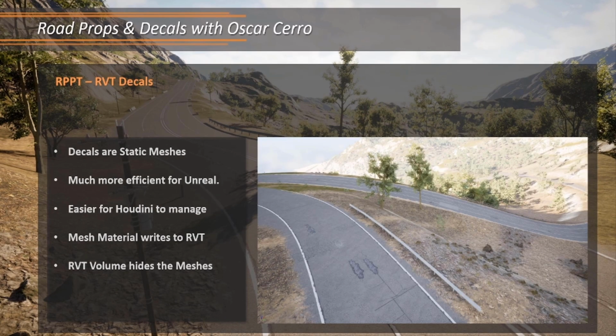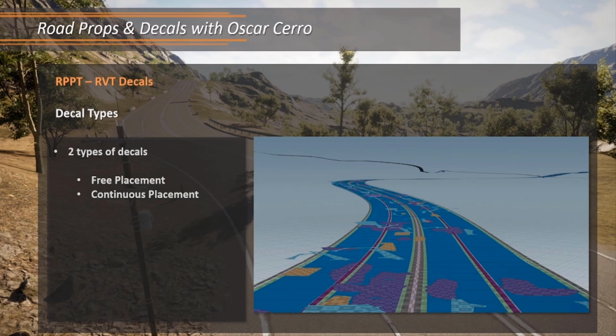Alright, now let's talk about spawning decals. We call them decals, but in reality, these are static meshes. These are much more efficient for Unreal to instantiate and easier for Houdini to manage. Also, because the mesh material writes directly to the runtime virtual texture, and the RVT volume hides all these meshes, this will allow us to instantiate any amount of decals at almost no performance cost, and all is handled by Houdini.